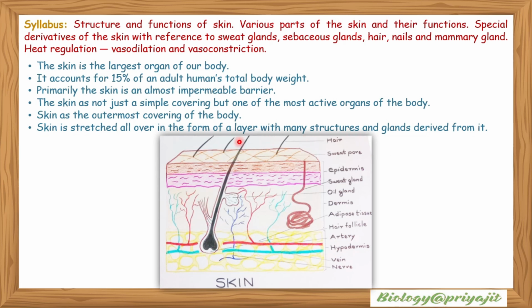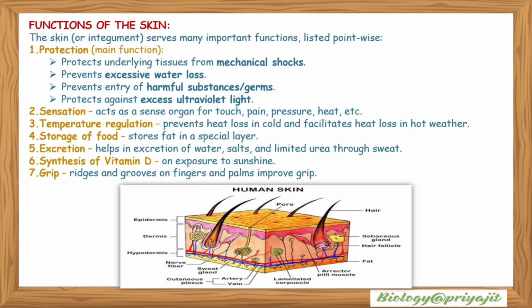This is the hair as a skin derivative. This is the sweat pore. This is the epidermis. This is the sweat gland or the oil gland. This is the dermis. This is adipose tissue. Hair follicle. The hair follicle is located just beneath the hair. There is artery, hypodermis. There is vein and nerves. This is the structure of the skin.